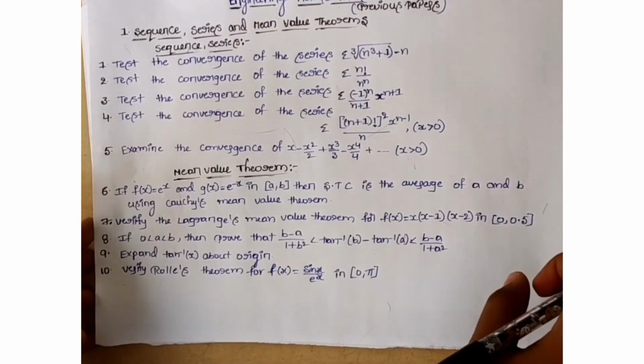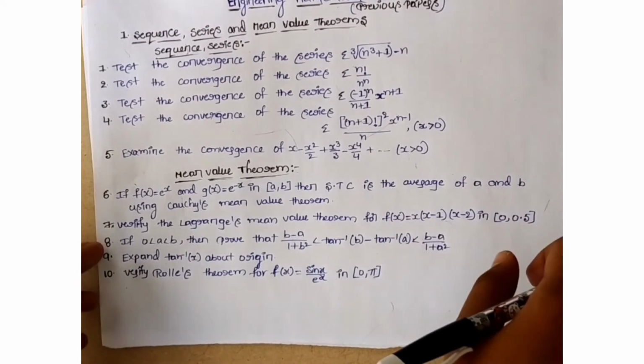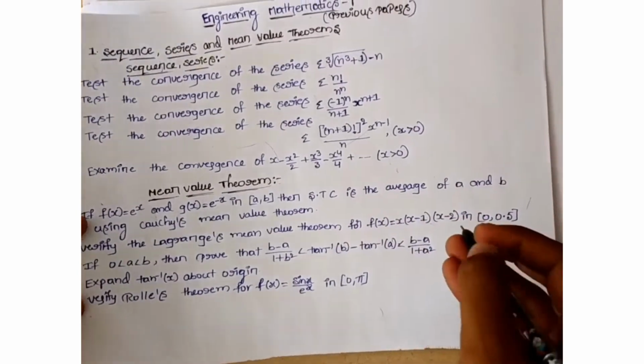Next, we will take the third sum. Here also it is of the form n. Also the third sum is also ratio test. Then we will take the solution of this third one. Solution.